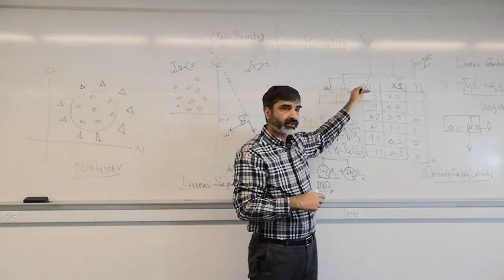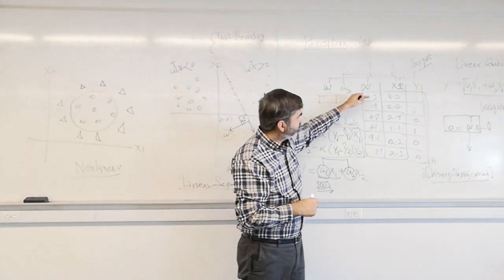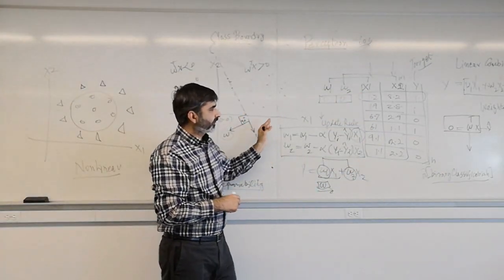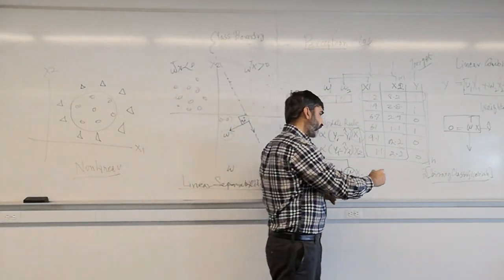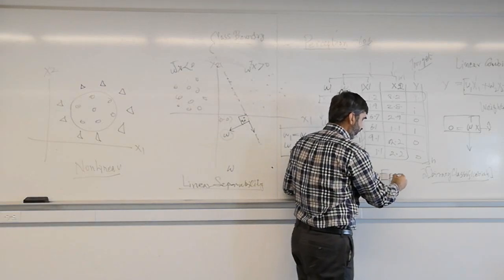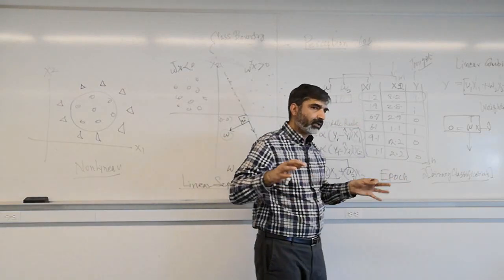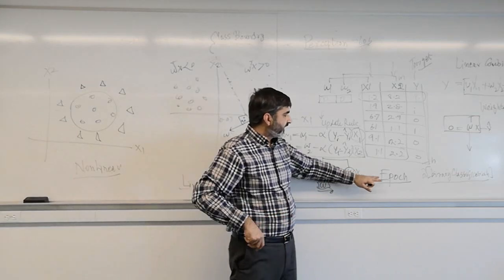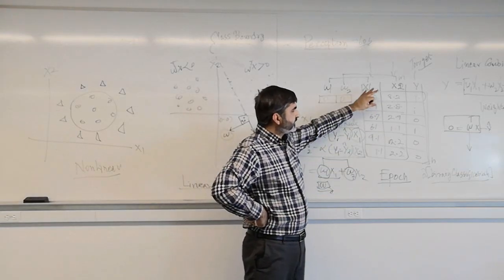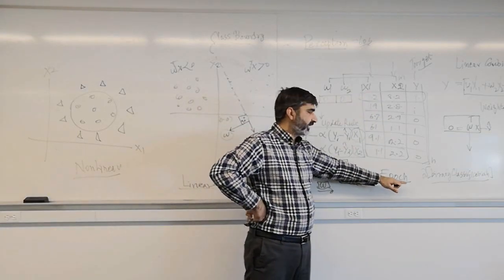Misclassified, update. Correctly classified, move on to the next. All data points fed into the Perceptron once is going to be called an epoch. An epoch is for all training scenarios. Once passing all the inputs through the algorithm is one epoch.